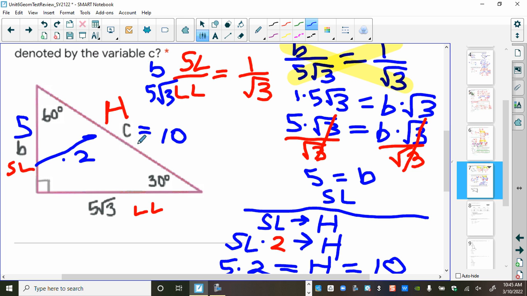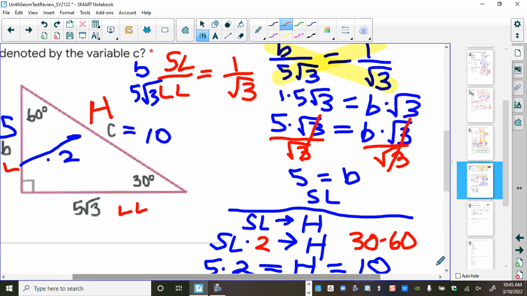Anybody have any questions? So if you want to go short leg to hypotenuse, and that's for the 30, 60, 90, that might be a hint you might want to write down somewhere. 30, 60, 90. Just multiply short leg by square root of 2. Boom, there's your hypotenuse. You're done.